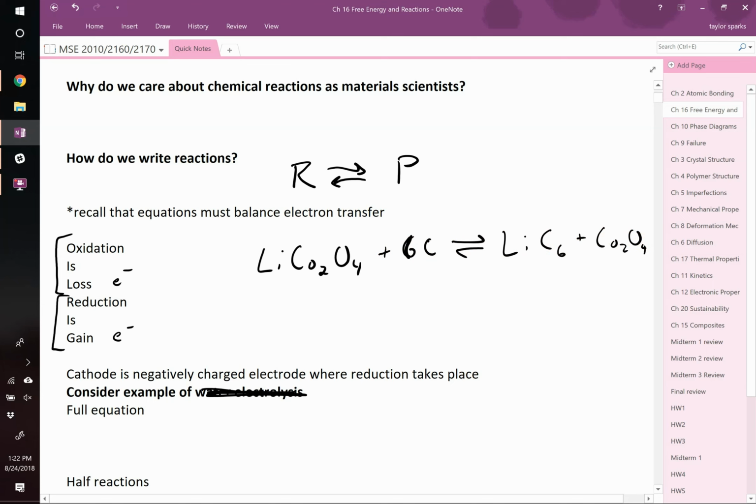So let me ask you this, turn to a neighbor and tell them, where's the electron exchange happening here? Is there an electron exchange? It's a battery, so there better be. Where's it at?